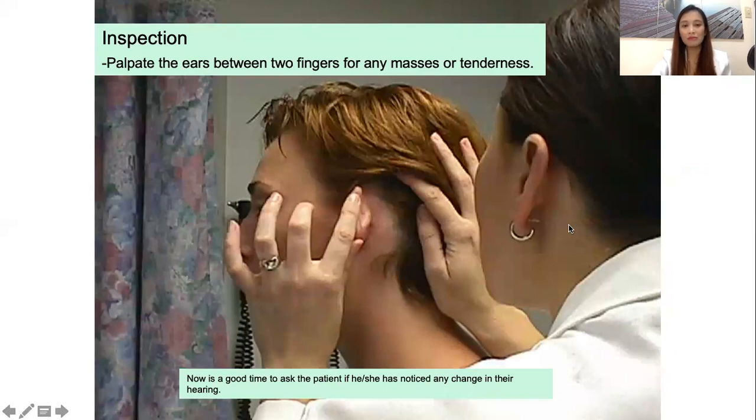So now we go to the ear examination. The first step will be to inspect the ear. You inspect the outer ear, palpate the ears between two fingers for any masses or tenderness. Here you will be able to feel a bony prominence. It's your mastoid bone. During this time, you can actually start to ask the patient if she's been having any problems with her hearing.